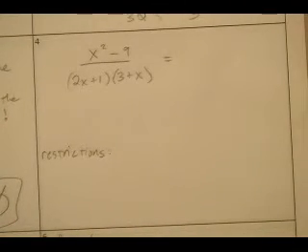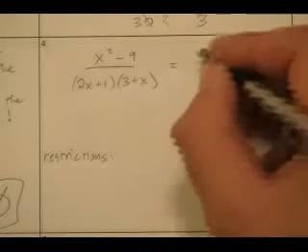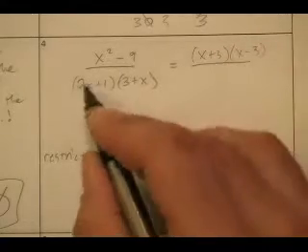All right. What's happening here? I see lots of things happening. I see a difference of two squares. How do I factor that? x plus 3, x minus 3. What's going on here? 2x plus 1.